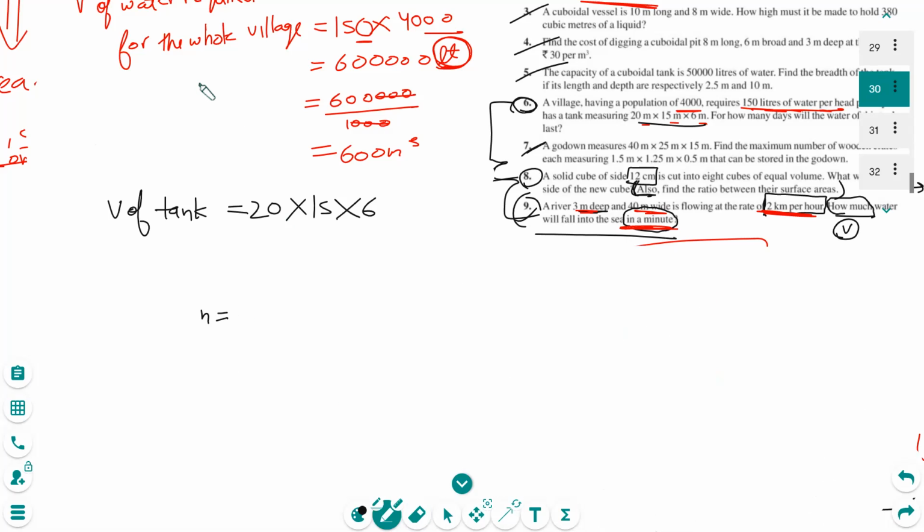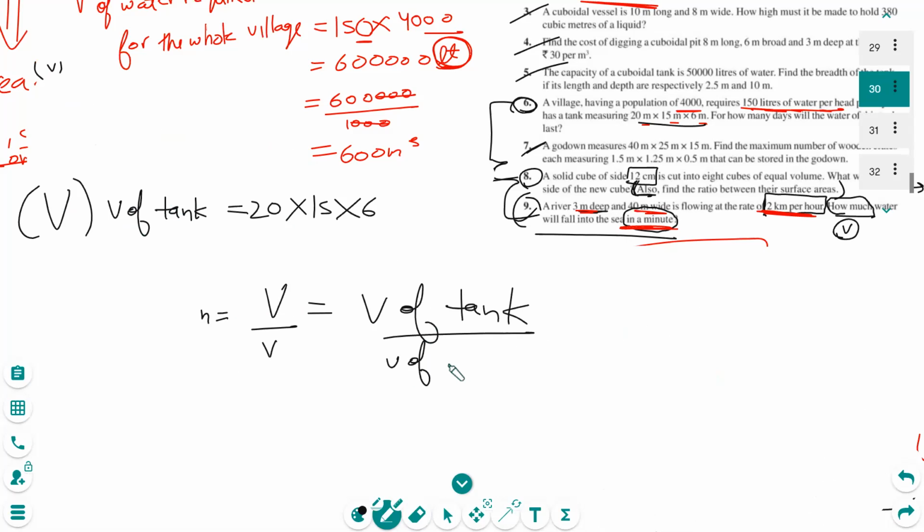Obviously, if you are taking water from the tank, your volume of tank will be greater, right? It may happen someday that these people are drinking a lot, or it may be humid or something. But for now, it's V upon small v. This is my bigger V, and this is my smaller v. So you can say it's volume of tank divided by volume of water required for whole village.